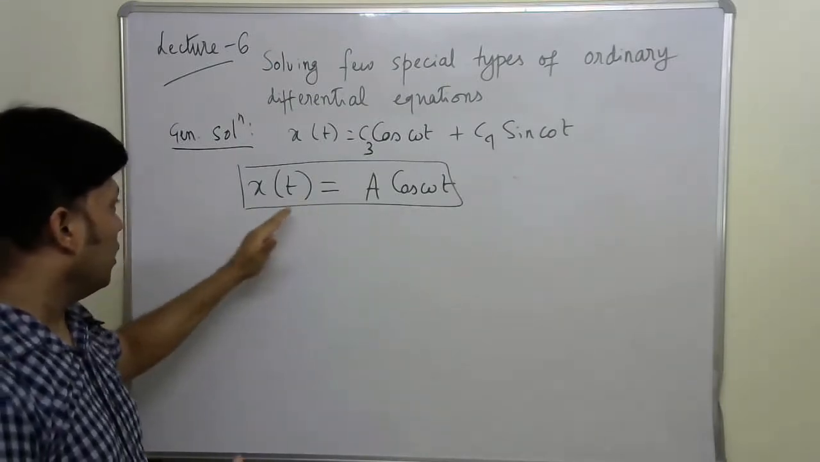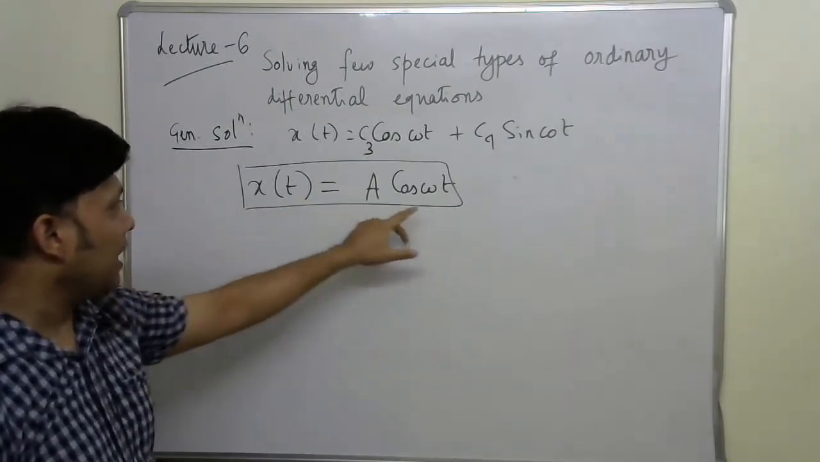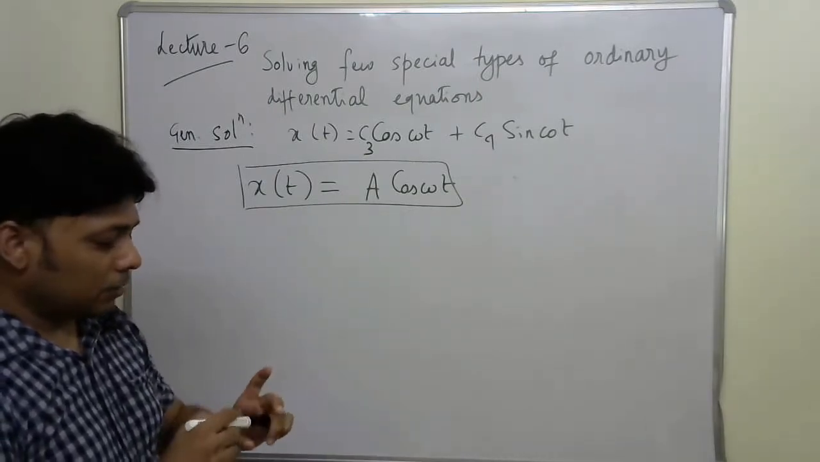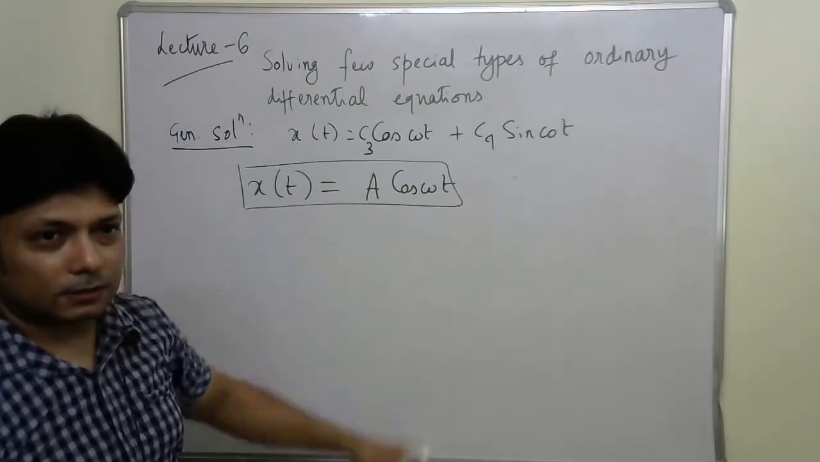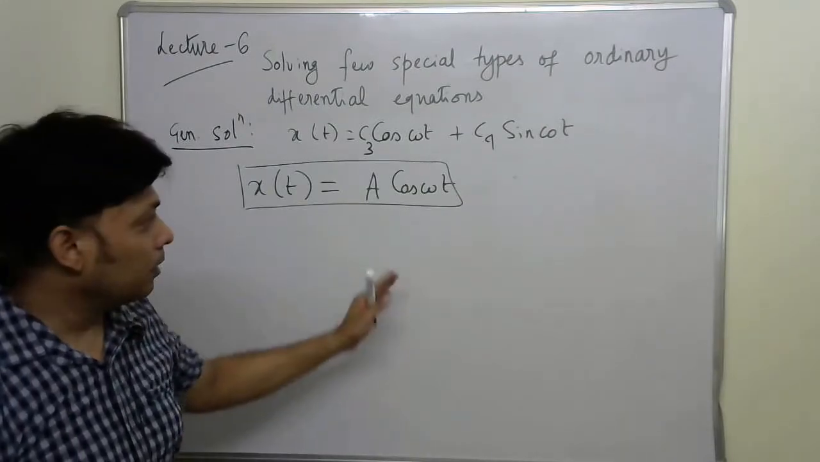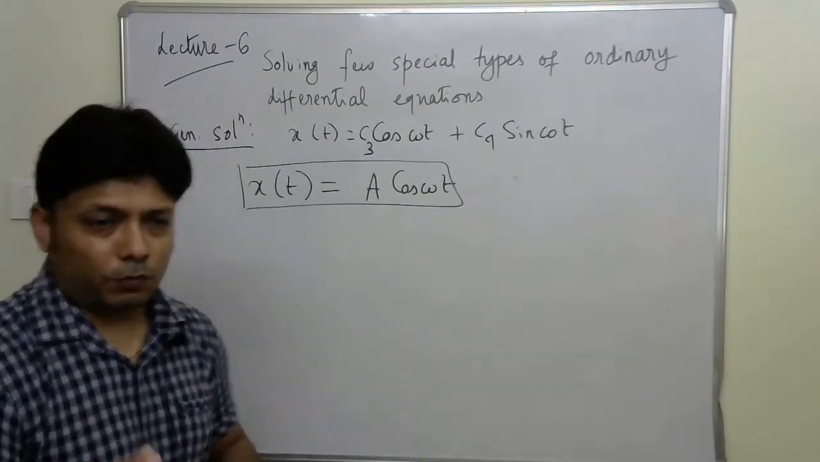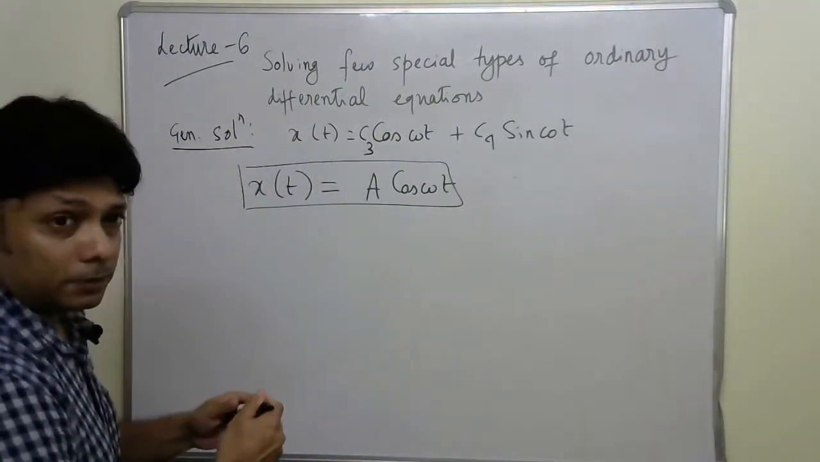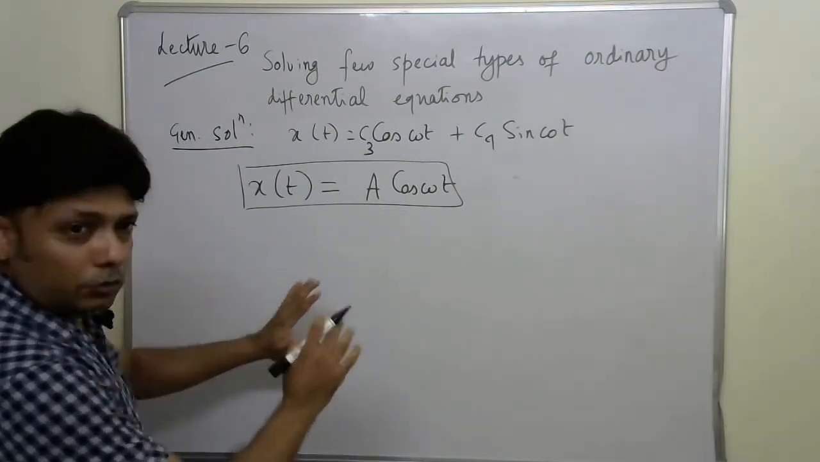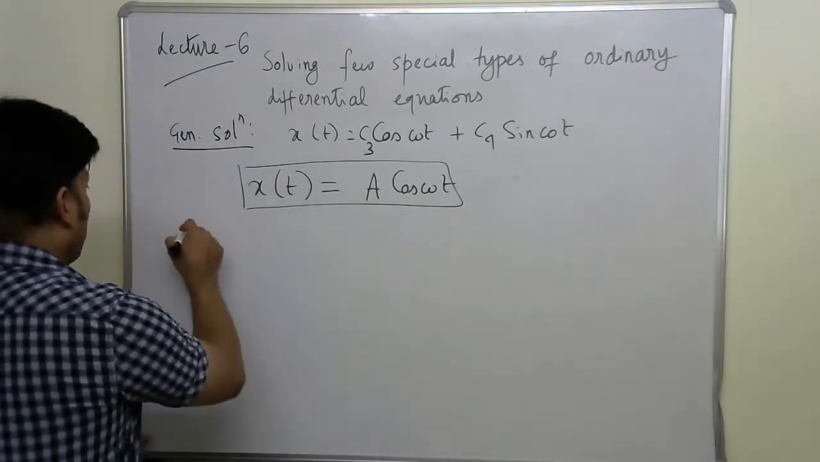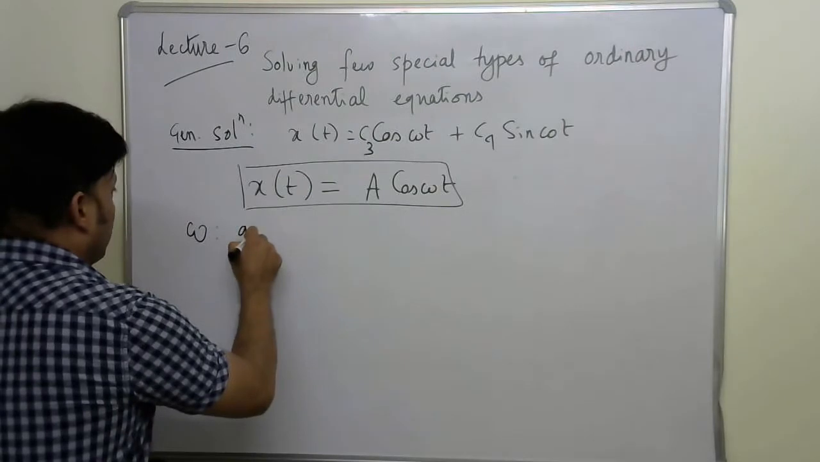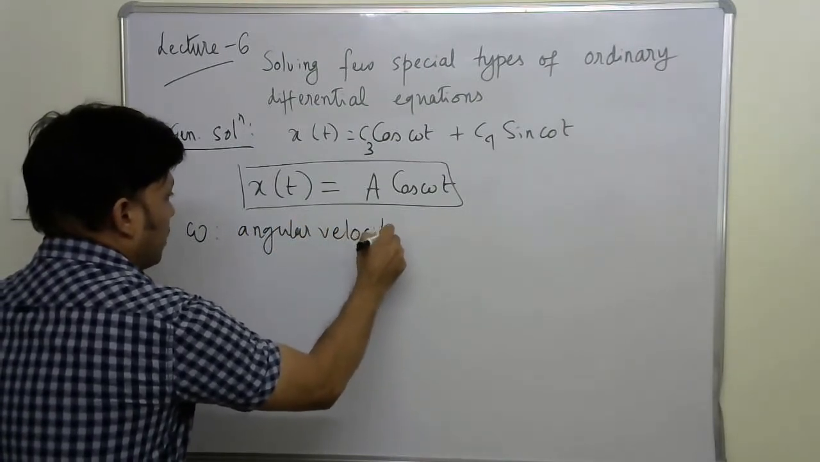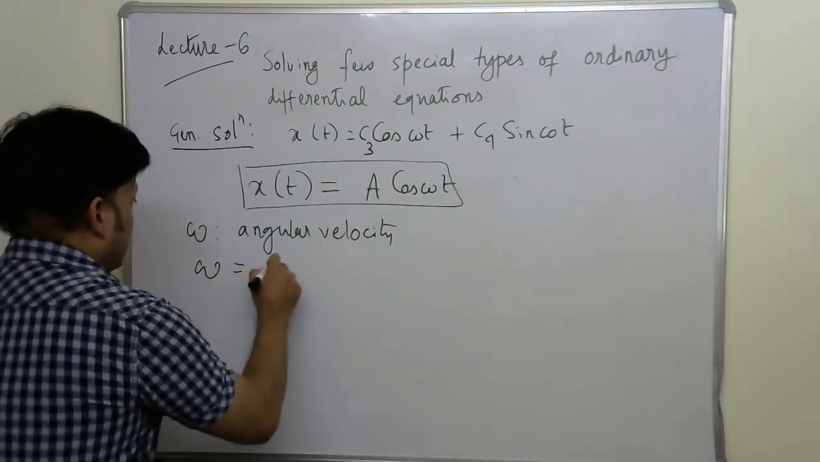Now the question is, can you remember or can you recognize this kind of equation? Can you graphically represent it? So let's see how we can plot it. Before we go ahead drawing the graph plot, let's try to understand a few things. Here omega is actually angular velocity.